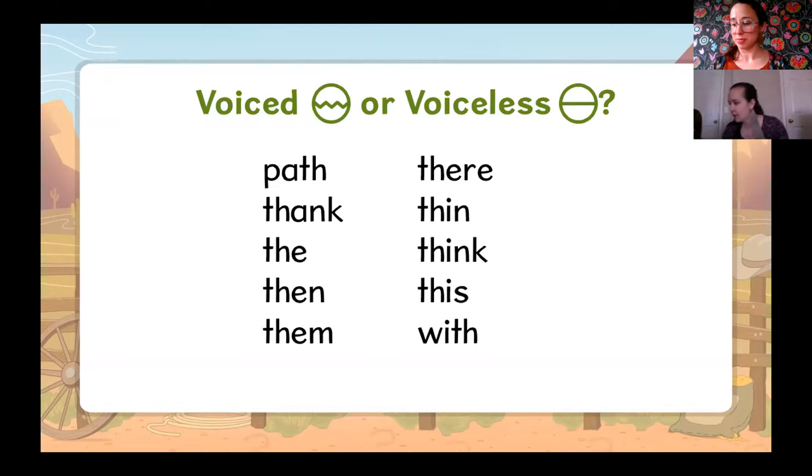Okay, what about the next one? Here, I'll write them for you. Tell me if they're voiced or voiceless. Okay, what's this word right here? The. Put your hand right there. The. Voiced or voiceless? Voiced. Okay, on this side. Now you. Oh, yes. Sorry. Okay, what about this one? Here, you can do it on my board with me. Then. Voiced or voiceless? Voiced. Okay, what about them?